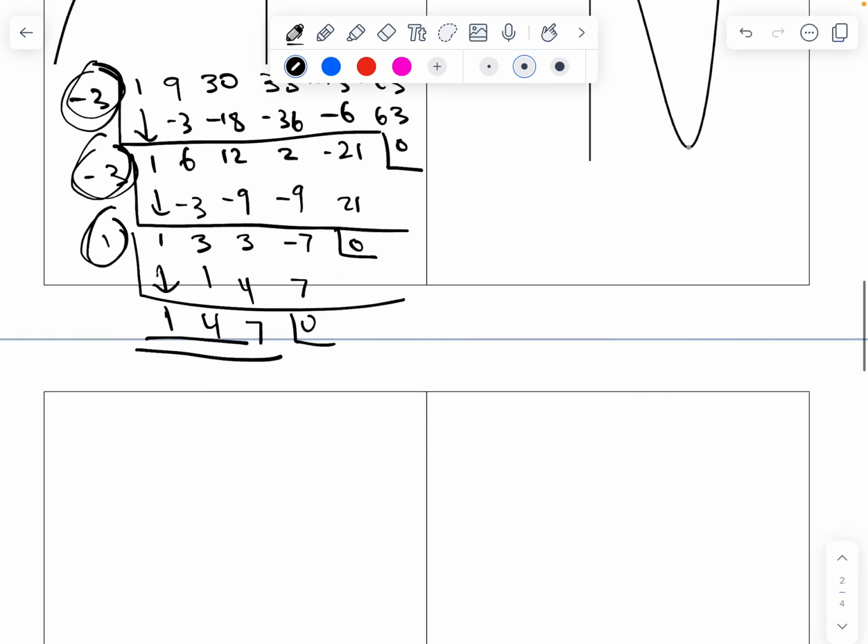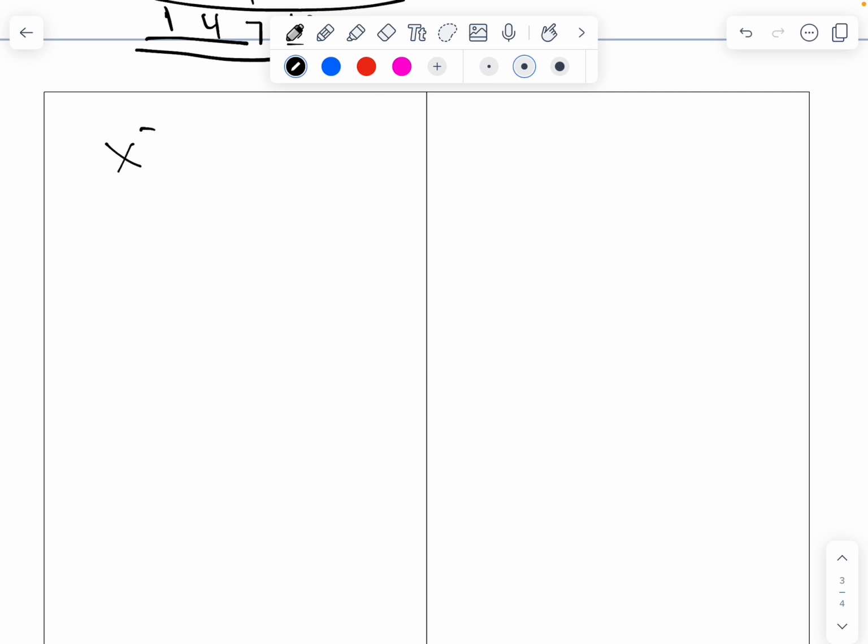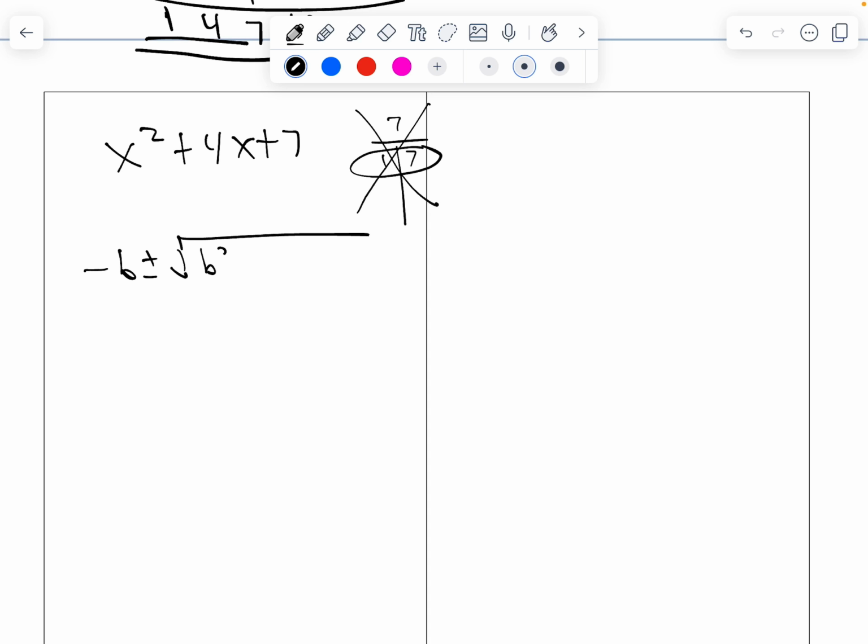So how do you factor x squared plus 4x plus 7? Let's bring that down, just the x squared plus 4x plus 7. Well, the first thing you try to do is factor it. And you notice there are not going to be numbers that multiply to be 7 that add up to be 4, so we can give up on factoring. We're going to be using the quadratic formula: -b plus or minus the square root of b squared minus 4ac, over 2a. So that's our quadratic formula.